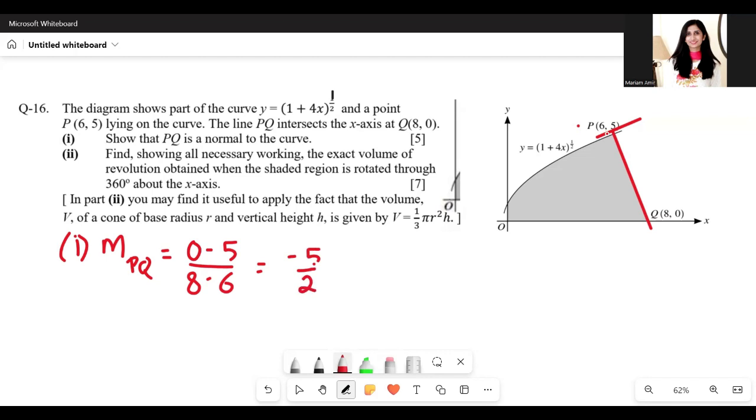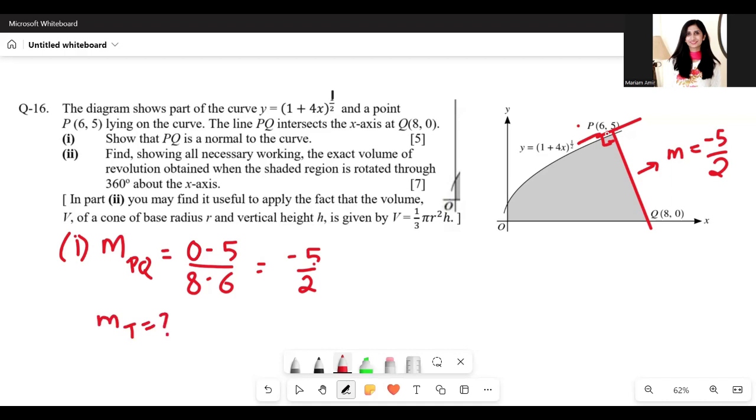Now, if this gradient is minus 5 over 2, and you can show that the gradient of the tangent is 2 over 5, that means there's a 90-degree relationship between them. That means the line PQ is normal. Now we find the gradient of the tangent, so we have to find m_T.